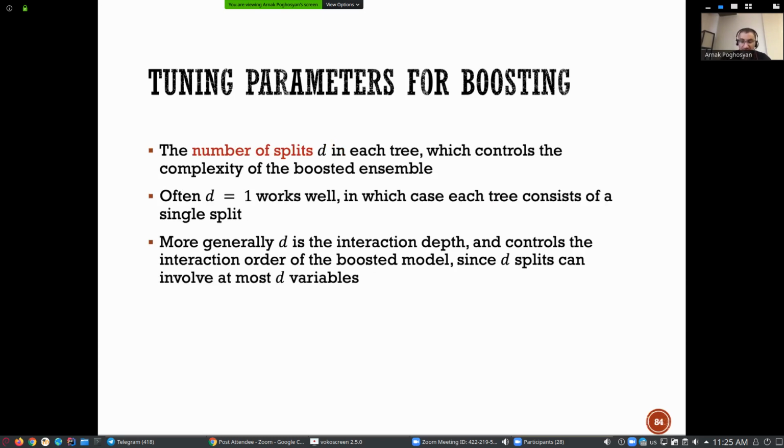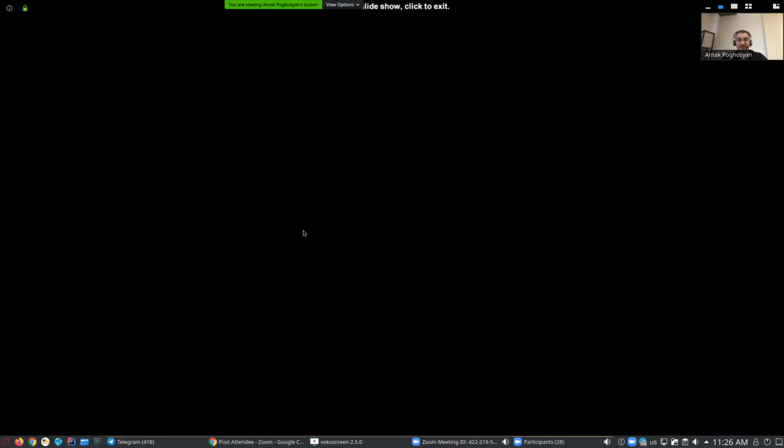How many splits are we going to use in decision trees? One split or two splits. Often you see D equals 1 works well, in which case each tree consists of a single split. So in any case, this is a parameter that we need to somehow tune. Now your questions. If you have any questions, let's go with questions.